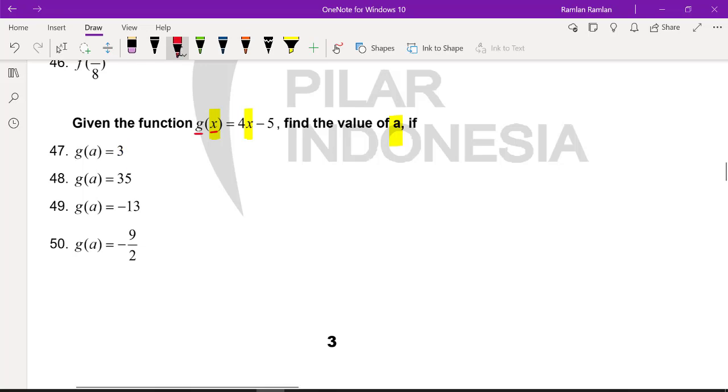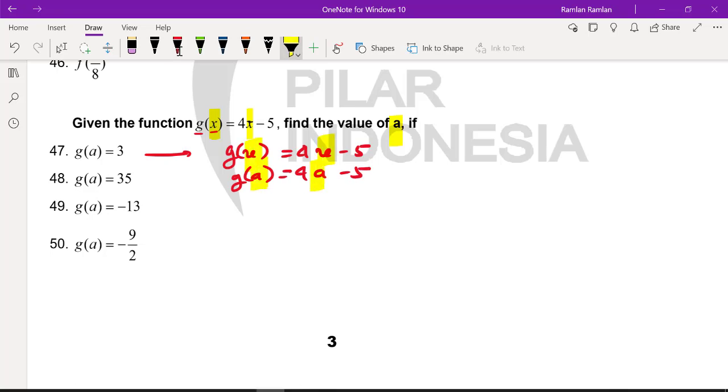In here, guys, the first thing we do is to change this x by a, because this is g of a. So I'm going to rewrite that again. If g of x equals 4x minus 5, is it minus 5? Yeah, it's minus 5. Which means that if I have g of a, it'll be 4a minus 5. Can you see what happened here? I just changed this x to a, right? So for question number 47, that'll be equal to 3. This one is the result. It's not the value of a. Okay, be careful with that.